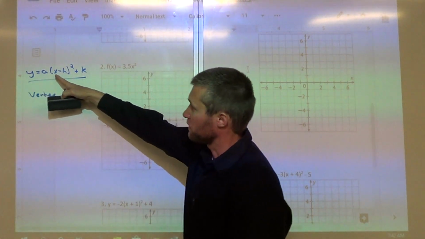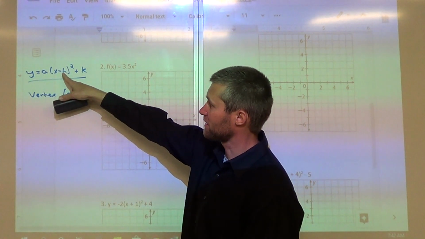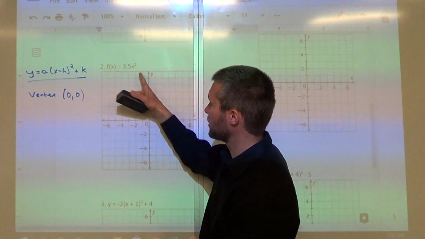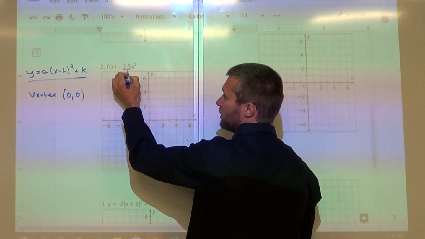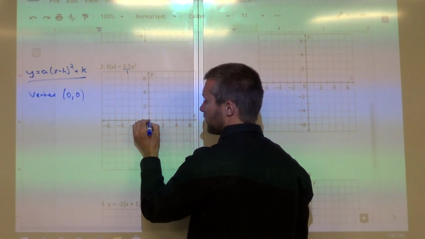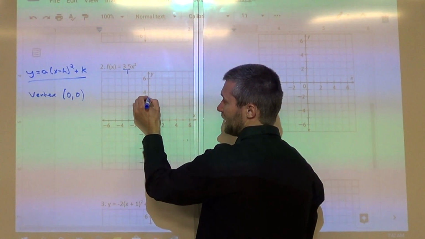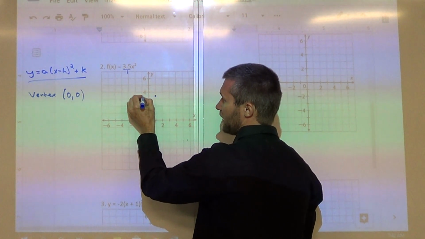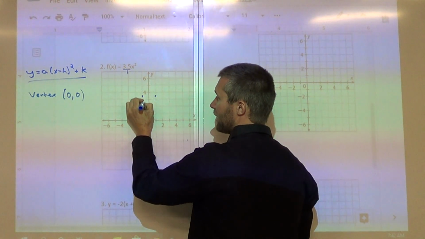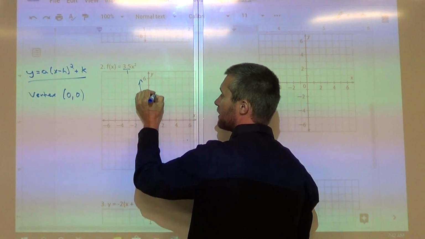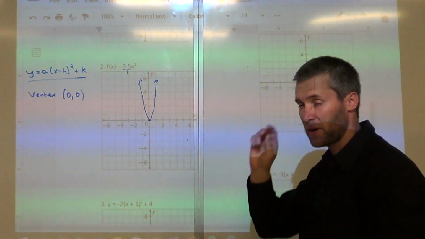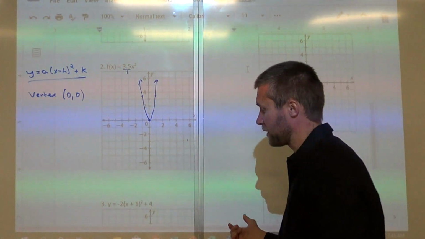Okay? My vertex is at h and k. I'm not adding or subtracting anything through this, so my vertex is at 0, 0. Then my slope, if you think about it, is up 1, 2, 3 and a half to the right, 3 and a half to the left. So that a value is going to affect the shape and direction of your graph as you go through it. So that's how we go through these ones.